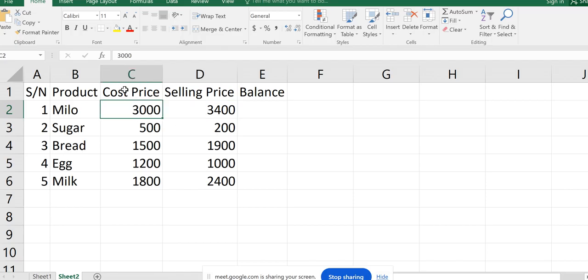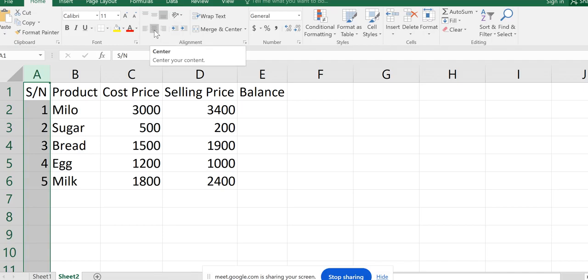So how do you now run this kind of thing? Now I want to centralize the serial number. I want these numbers to be at the center. What do you do? You come to this arrow, you left click on it. You come under your alignment. You will see center alignment. You click on center alignment.